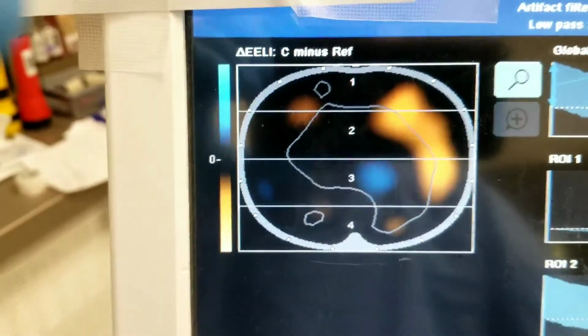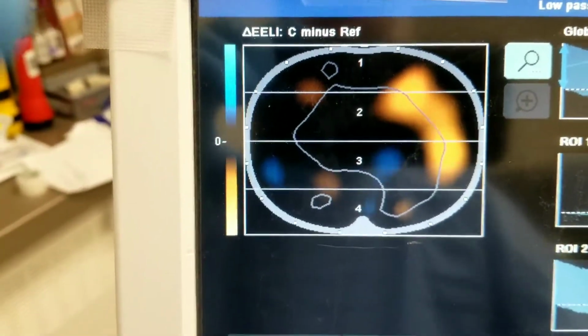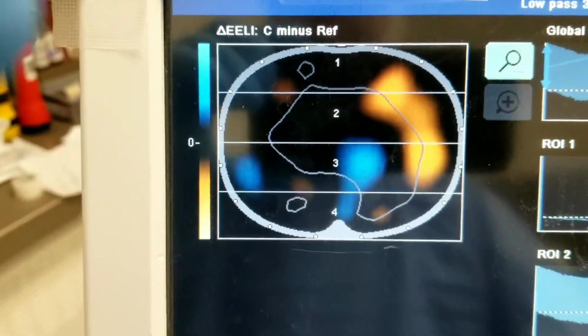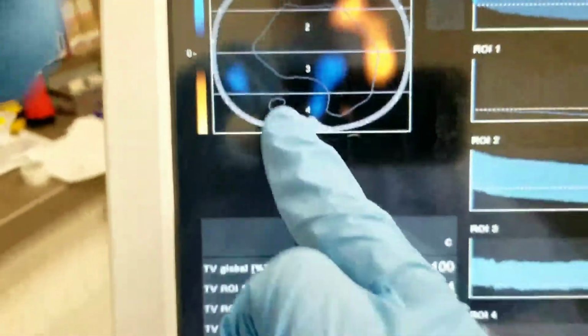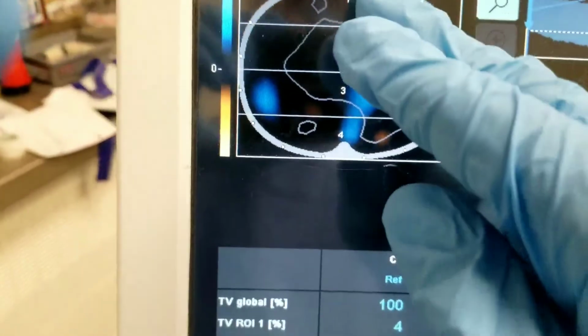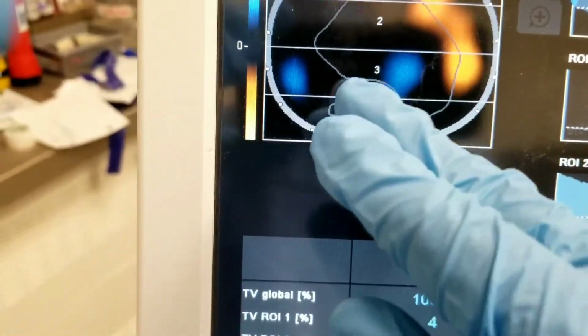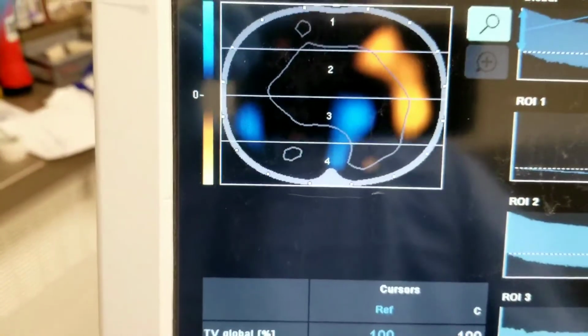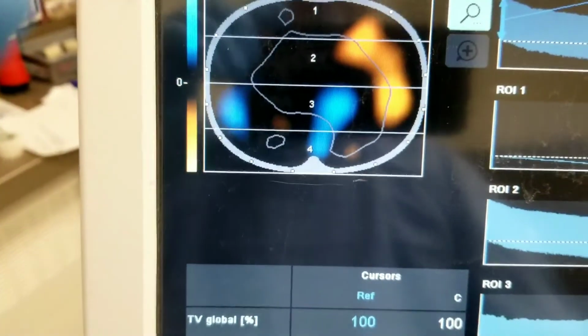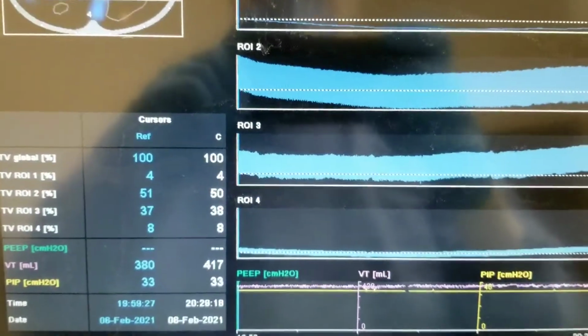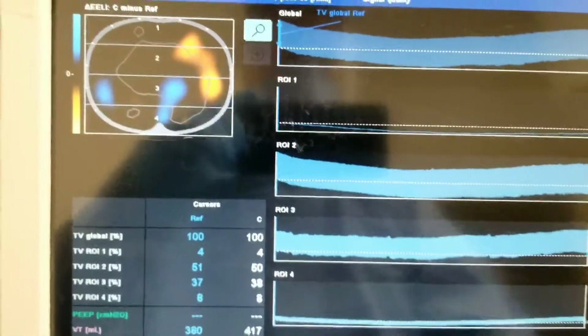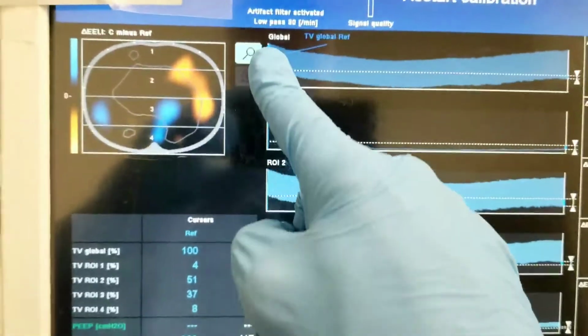I'll go a little faster. And now you're going to start seeing some blue appearing here, which is a redistribution. We're losing up here in the ventrals, and we're starting to gain at the mid-dorsal and dorsal region, which is fantastic. So I don't want to make the video too long, okay? But we can see regions.